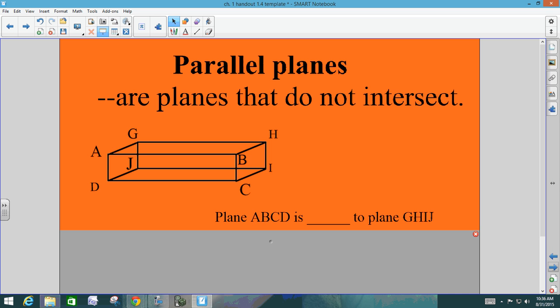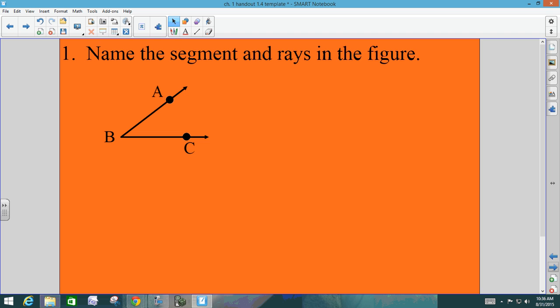All right. Cool. Let's take all those and put them into action here. Number 1, name the segments and rays in the figure. Segments, there's 2 of them, and there's 2 rays. All right, segments stop; rays go on forever. One side stops, one side goes on forever. Segments both stop, right? Okay.